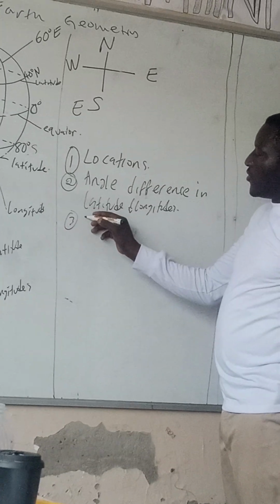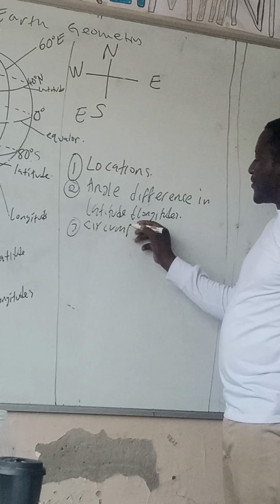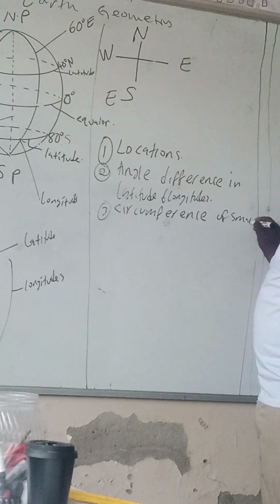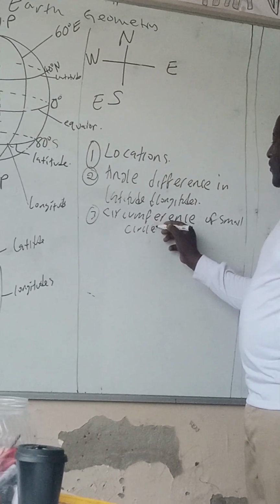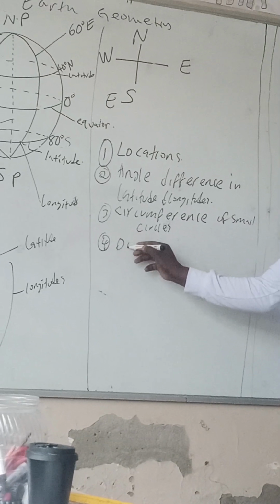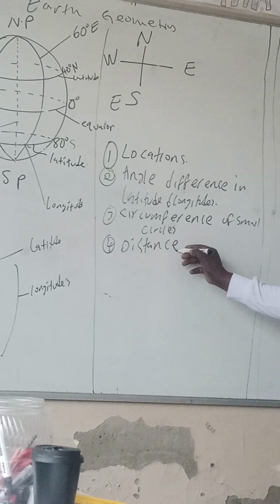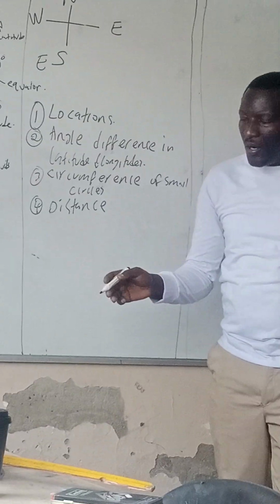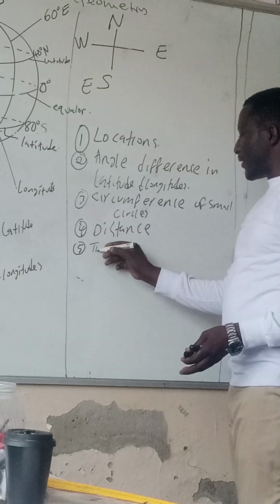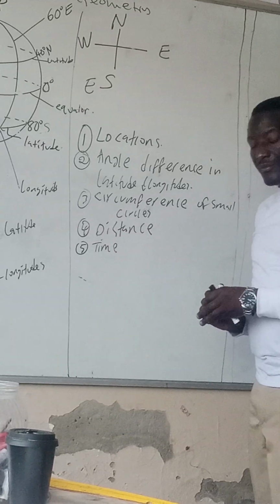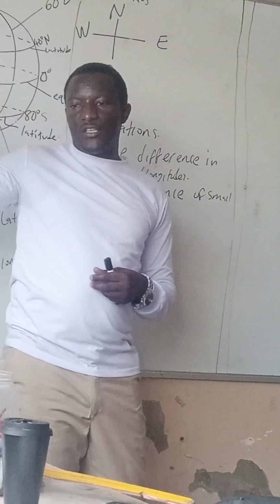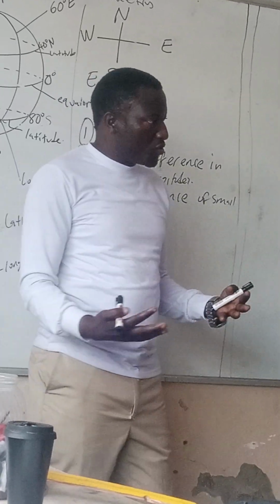We must know how to find circumference of small circles, latitude circles. Then distance. This distance can be in longitude or latitude. Number 5, time difference. In Zambia, if it is 12 hours, in America, what time would it be? So there are calculations. Those who do geography, you understand.